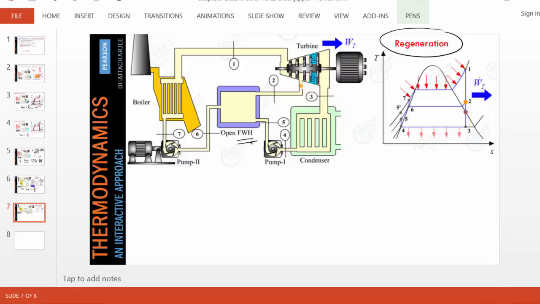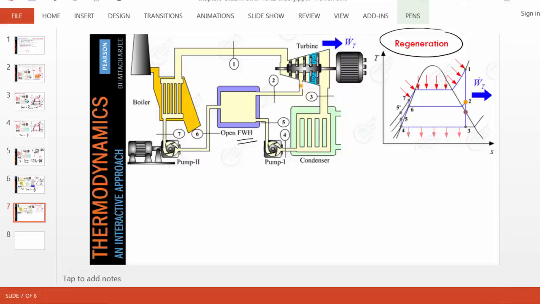is the regenerator. So the question can naturally be asked: we are bleeding steam from the turbine, so obviously the turbine is going to produce less power. How in the world is this cycle going to be more efficient?